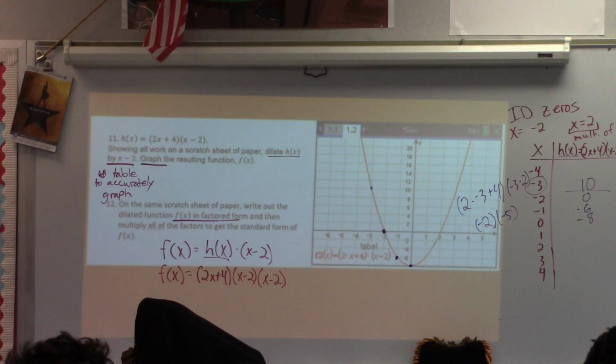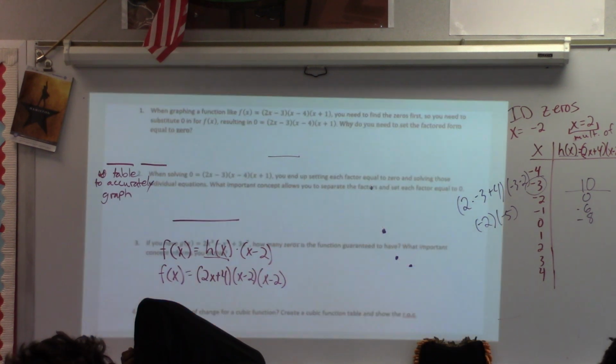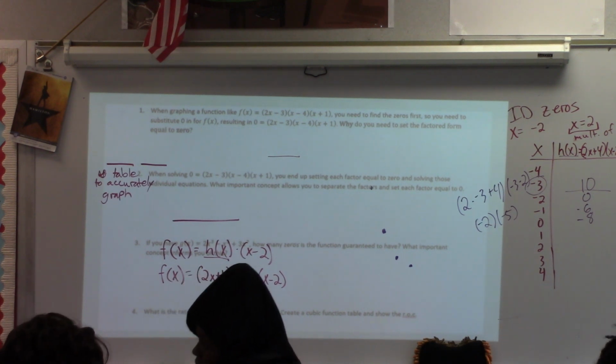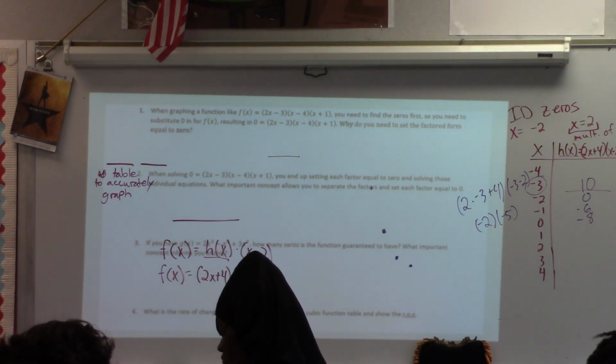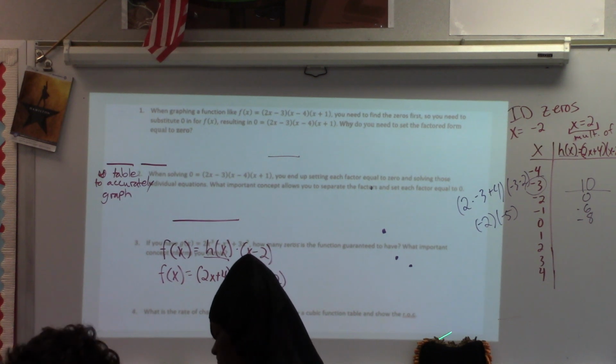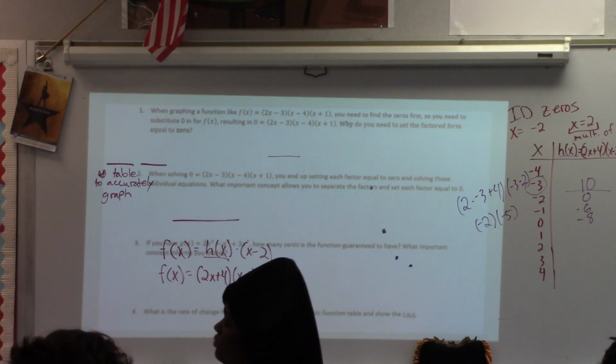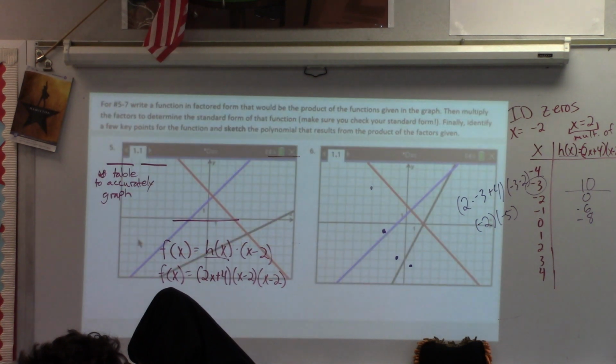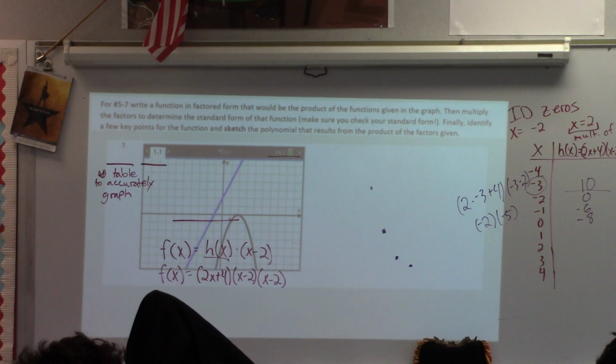All right, we're going to get back to the practice. And so again, we are working with each other, developing the skills. One thing I would do if I were you before I leave today is tackle numbers 1 through 4. These are very conceptually based questions that are fundamental to everything we do. Now, one last thing I want to point out is this. 5, 6, and 7. Notice how it asks you to write a function in factored form. That would be the product of the functions given in the graph. Remember that? See it?